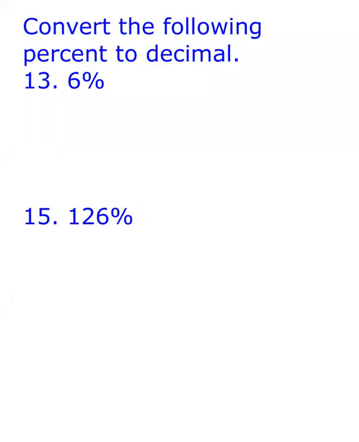So convert the following percent to decimal. So again, first we're going to have to get rid of that percent. So we're going to convert it into a fraction first. So remember, converting into a fraction just means getting rid of that percent and writing the number again over 100. Correct? Now we can go ahead and plug this into our handy dandy calculator. 6 divided by 100 gives us 0.06. And that's our decimal.